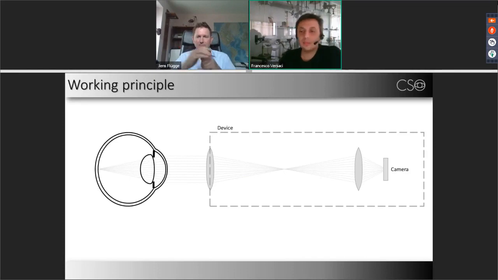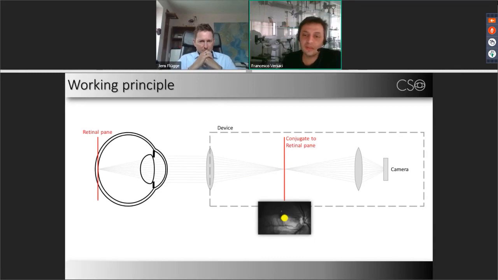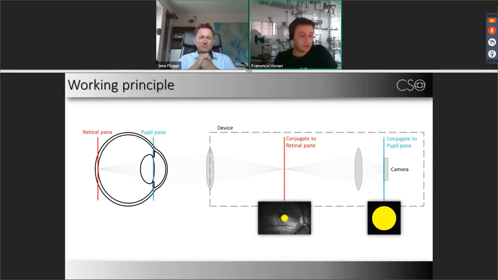The optical system scheme for our device is something like this. We have a first plane that is conjugated to the retinal plane, and a second optics creates a second plane that is conjugated to the pupil plane. We recall that a conjugate focal plane of a given plane is a plane such that the points of the first plane are imaged on the second one.